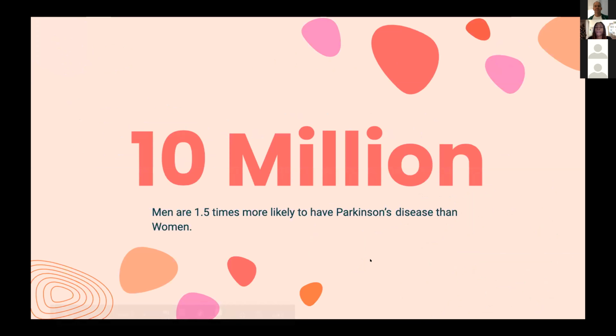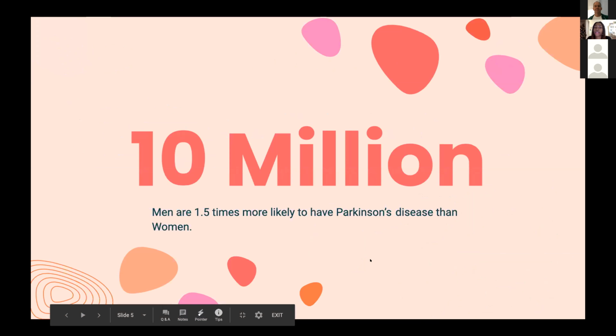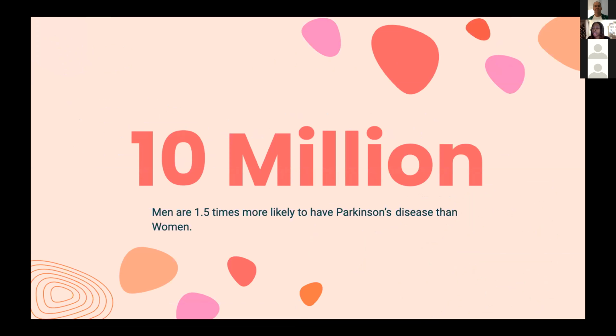So about 10 million people are affected worldwide, and men are 1.5 times more likely to have Parkinson's disease than women. The incidence of disease, or the rate of newly diagnosed cases, generally increases with age, although it can stabilize in people who are older than 80. An estimated 4% of people with Parkinson's disease are diagnosed before the age of 50, and about 1 million Americans are thought to have Parkinson's disease.